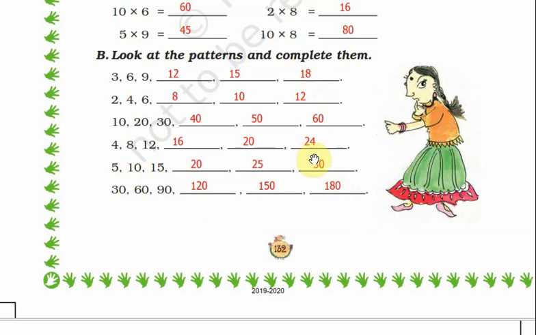Okay. If 0 is there in the question, there will be 0 in the answer also. Okay, for 10 into 2, 20, like that. 30 into 2, 60. So in the ones place, if there is 0, then in the ones place in the answer also there will be 0 for multiplication. Okay.